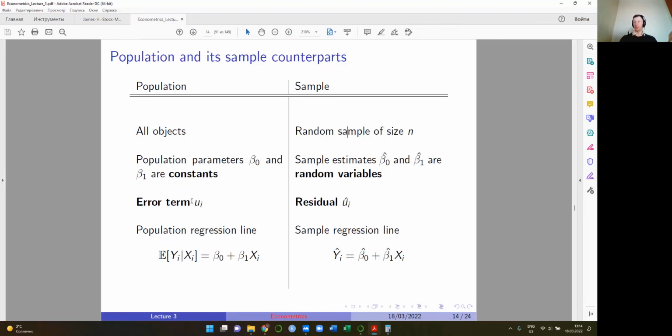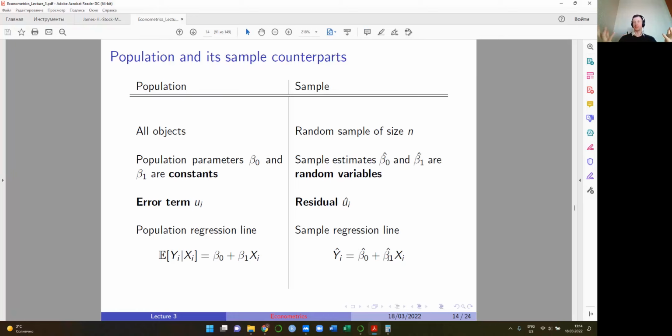And then the population regression line, or conditional expectation of y given x, and this is a sample regression line, y hat equals this thing. So this is a very important thing to understand, and I hope after mathematical statistics you understand, at least to some extent, these two differences.